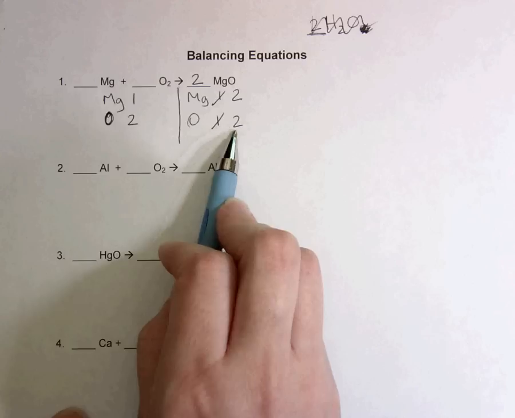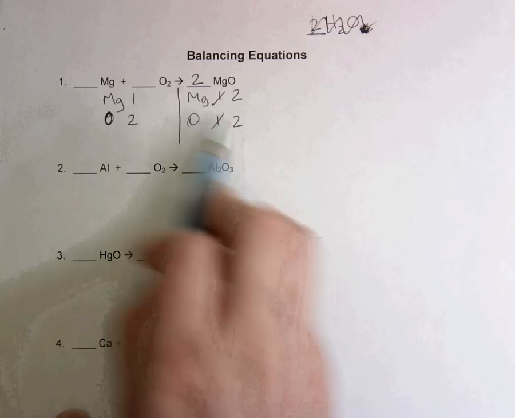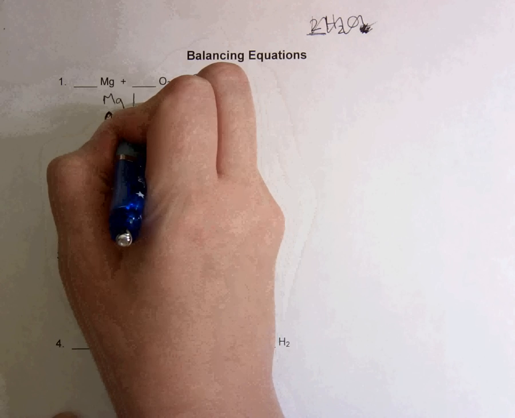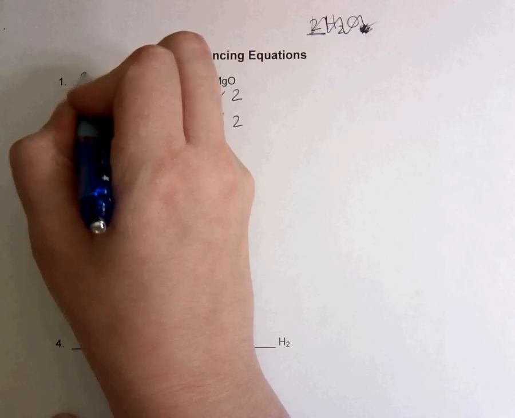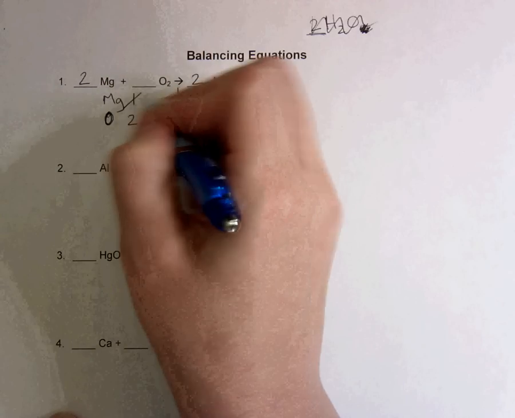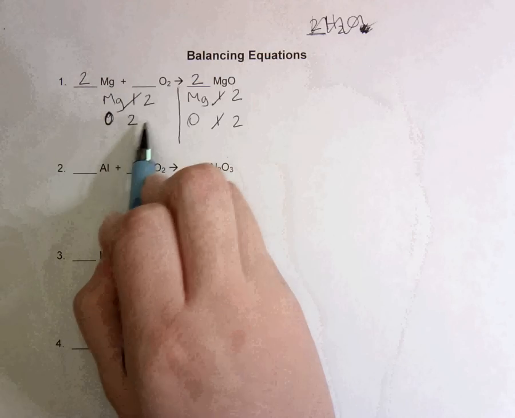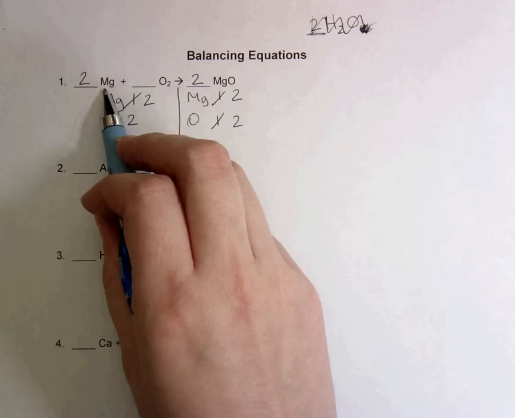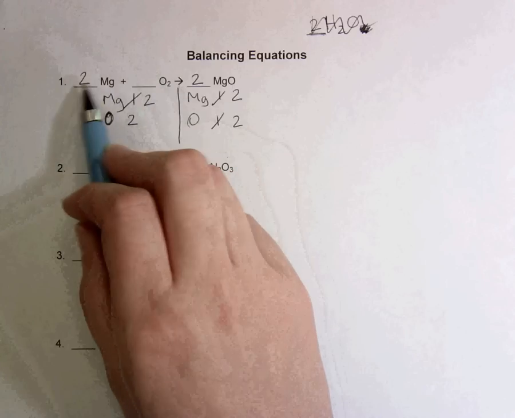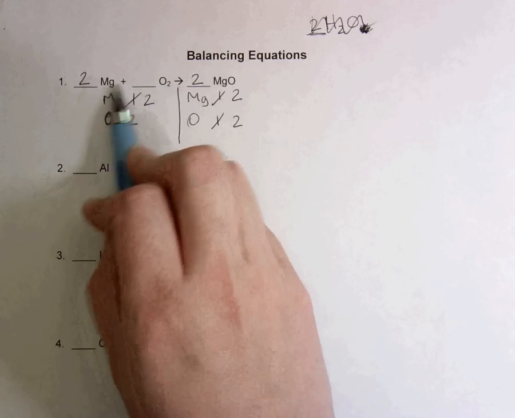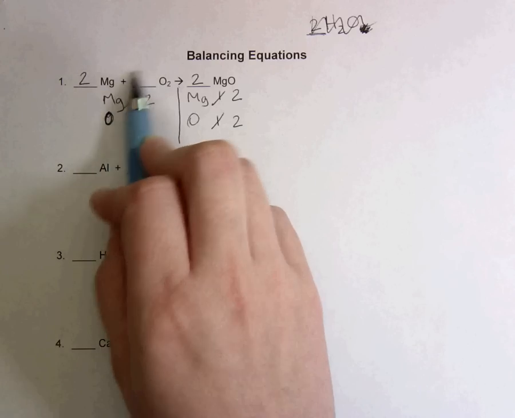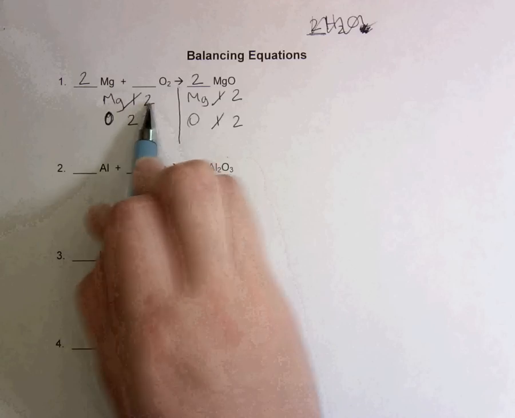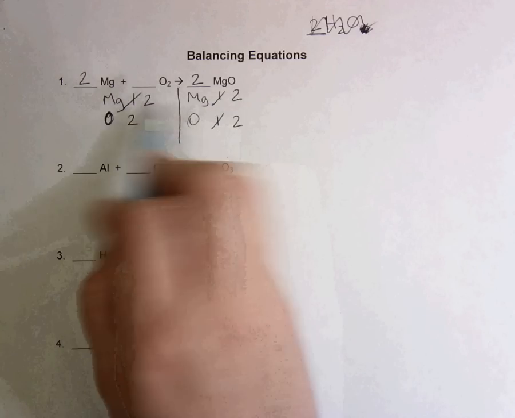So I've fixed my O's, so I have 2 and 2, but now my Mg's aren't balanced. So I'm going to come over here to the left-hand side, and I need 2 Mg's, so I need to multiply this by 2, so I'm going to put my 2 in front of Mg. That changes Mg to 2. It does not change my number of O's. This plus sign separates Mg from O2, so 2 only affects Mg here. I would have to put a number here in front of O2 to change the number of O2s that I have. Now that I have 2 Mg's on each side and 2 O's on each side, it's balanced.